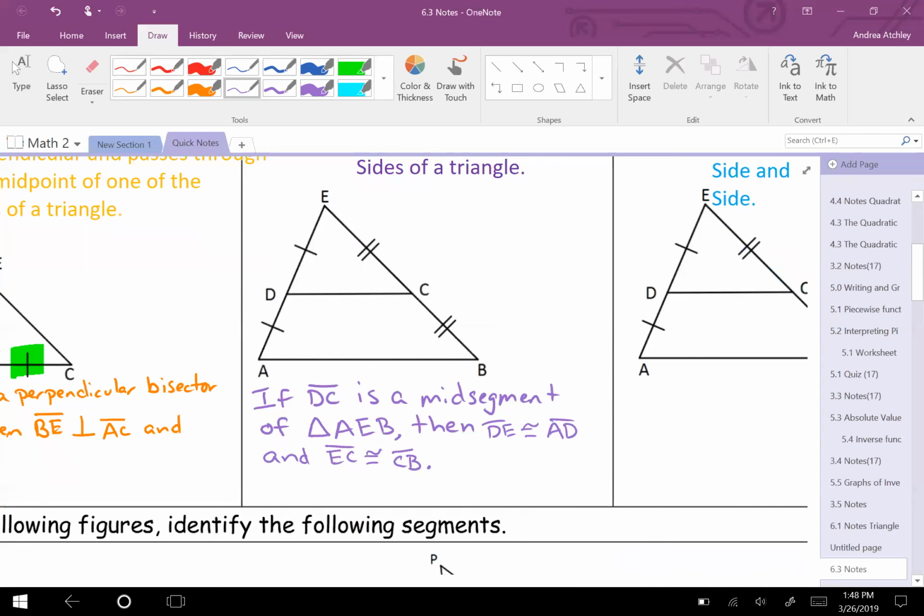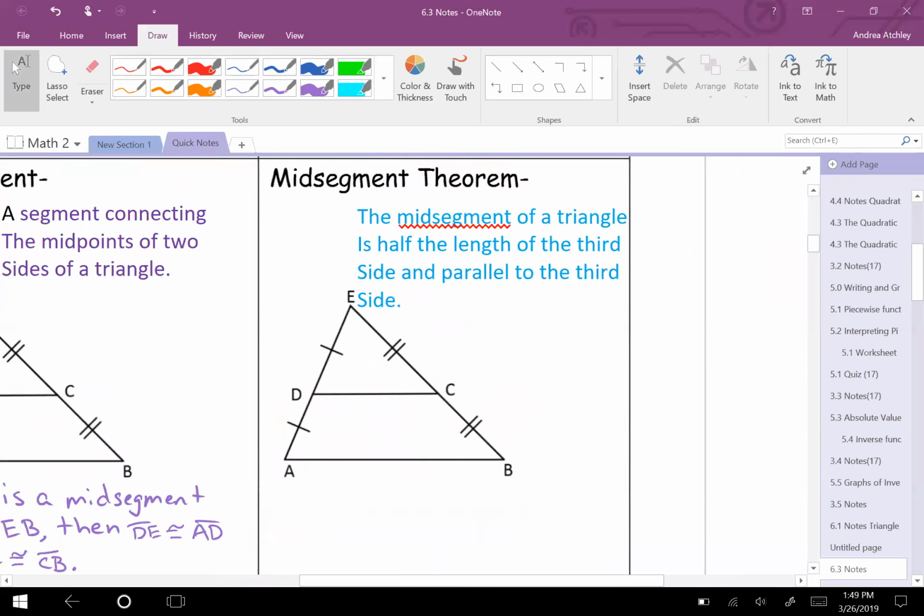Okay, next one. Mid-segment theorem. Just like yesterday when we had the perpendicular bisector and then the perpendicular bisector theorem, there's also a mid-segment theorem. The mid-segment of a triangle is half the length of the third side and is parallel to that third side.